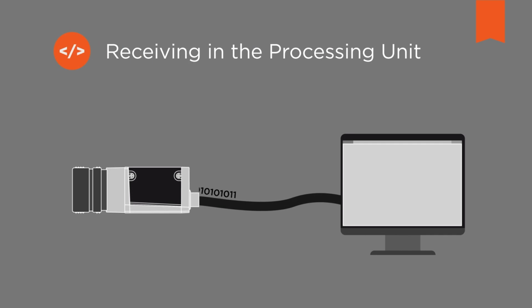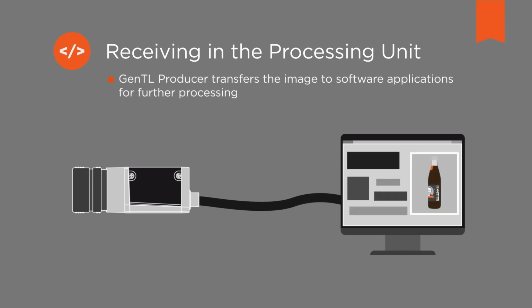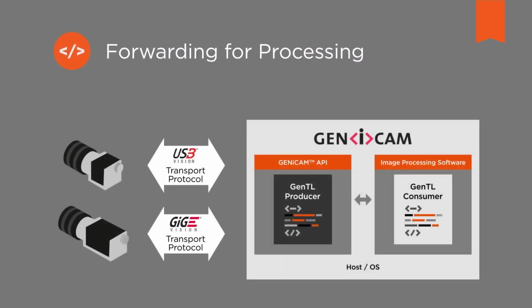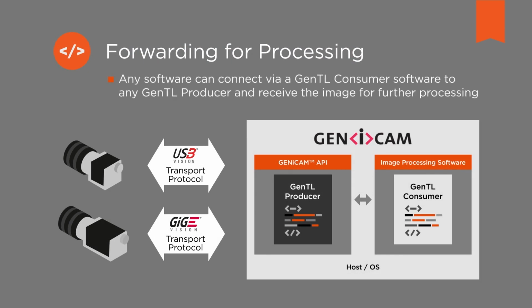After the image has been received in the computer, a piece of software called GenTL Consumer transfers the image to software applications for further processing. Any processing software can connect via a piece of software called GenTL Consumer to any GenTL Producer and receive the image for further processing.